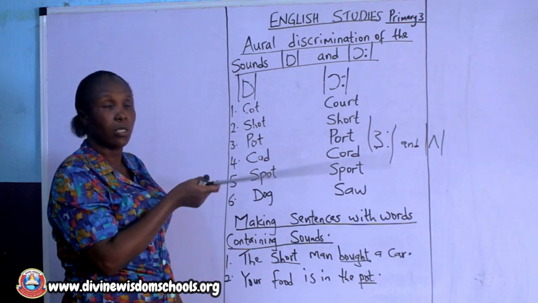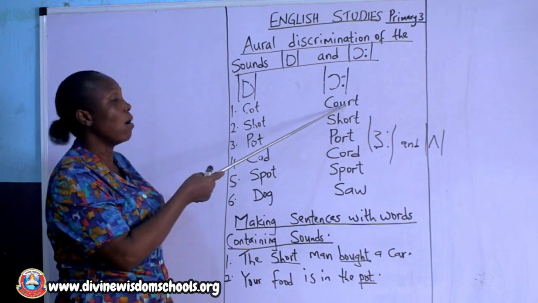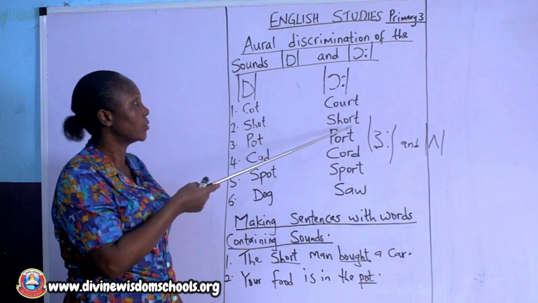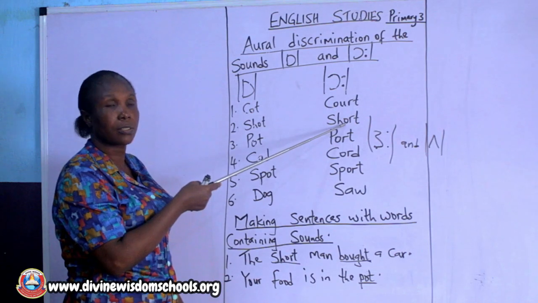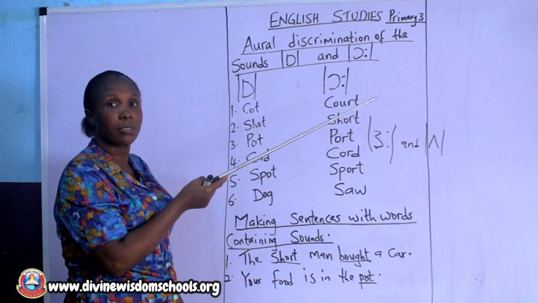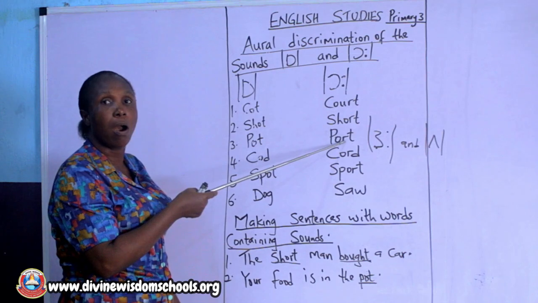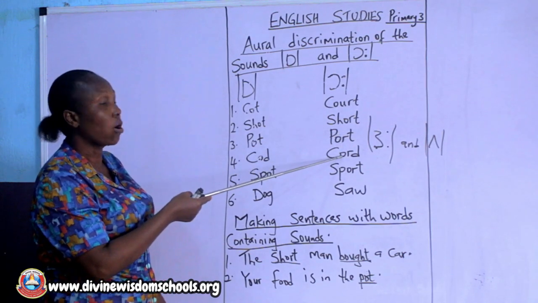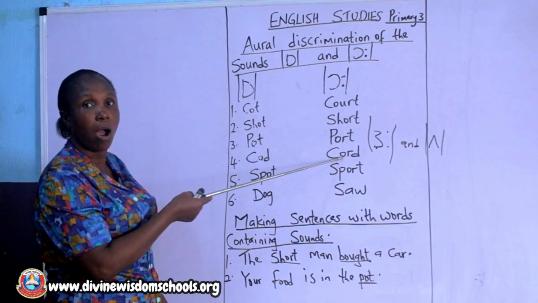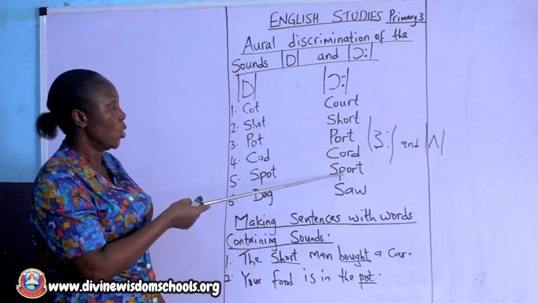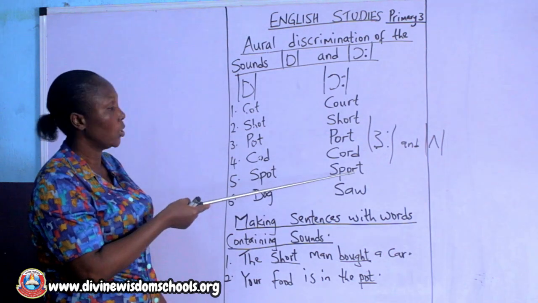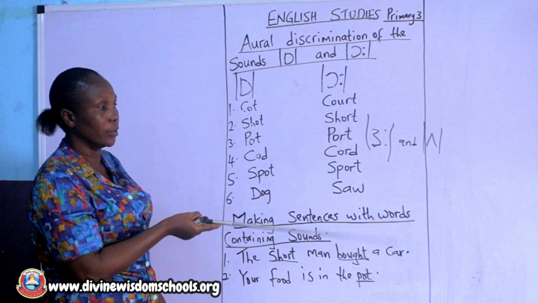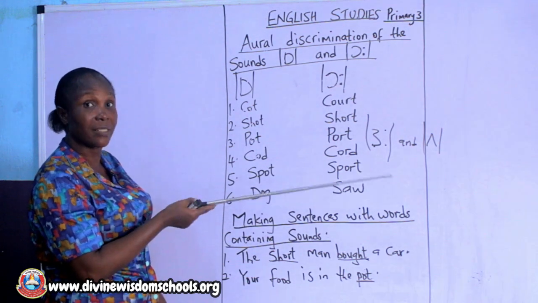Now, on words containing the sound, we have courts, shorts, parts, cord, sport, saw. Let's take it again.